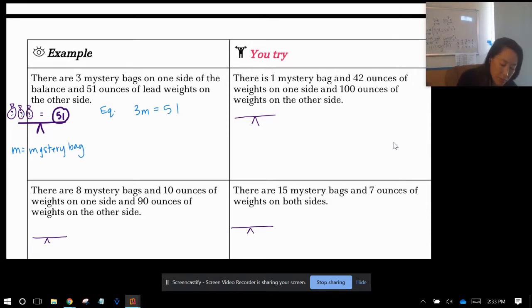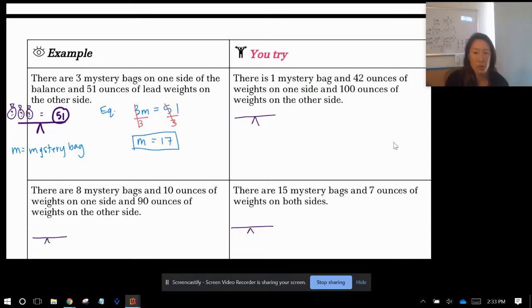So since 3 is multiplied by M, I'm going to use the inverse operation, which is to divide. And I'm going to cancel that out. I get 51 divided by 3 is 17. So each mystery bag is equal to 17 pounds.